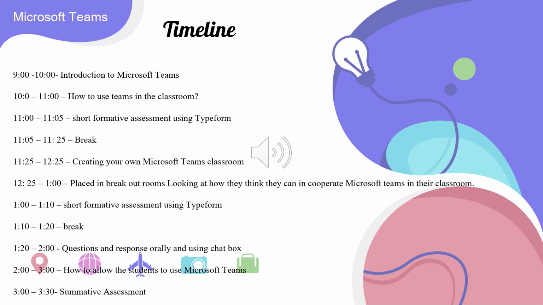They will have another short break from 1:10 to 1:20, and when they get back, from 1:20 to 2, they'll be having a question response orally and using text chat. So they'll continue to add to the conversation what they have had before. From 2 to 3, how to allow the students to use Microsoft Teams.